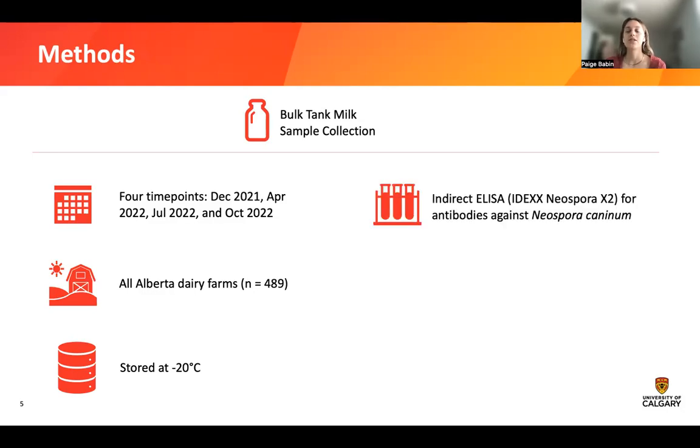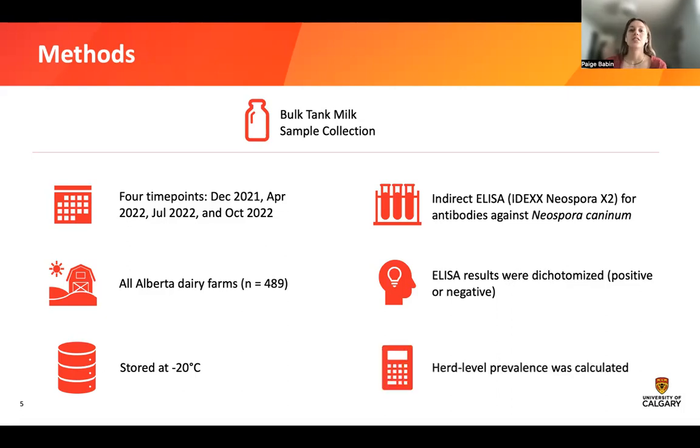Milk samples were tested using an indirect ELISA, which indicates the presence of antibodies against Neospora caninum. ELISA results were dichotomized as positive or negative based on manufacturers' recommended cutoff values, and herd-level prevalence of neosporosis was then calculated as the proportion of positive samples out of the total tested samples.